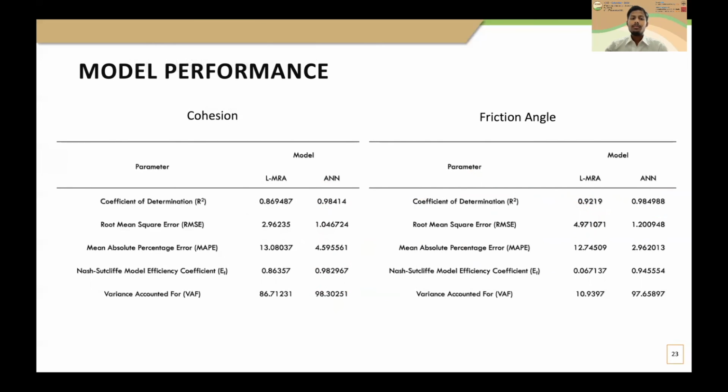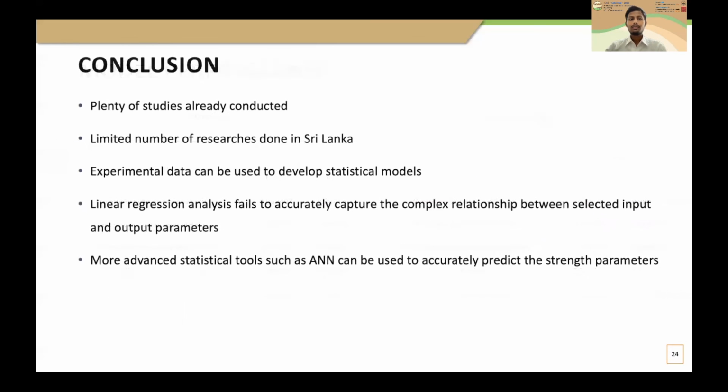But beyond that, there are numerous statistical indices such as RMSE, MAPE, EF, and VAF. From these values, it also clearly shows that ANN is way superior to LMRA. There are numerous studies conducted, but in Sri Lanka, only a limited number of researches are done. Those experimental data can be used to develop statistical models.